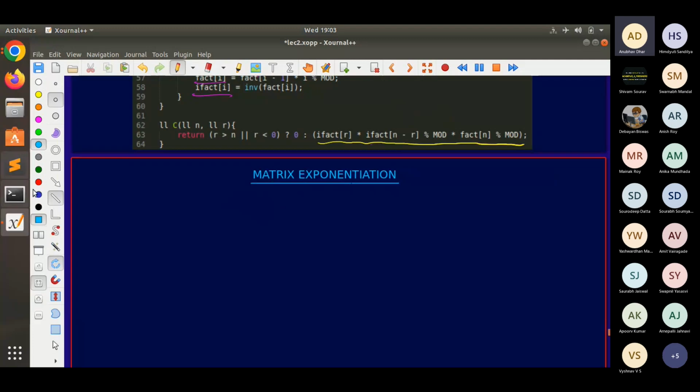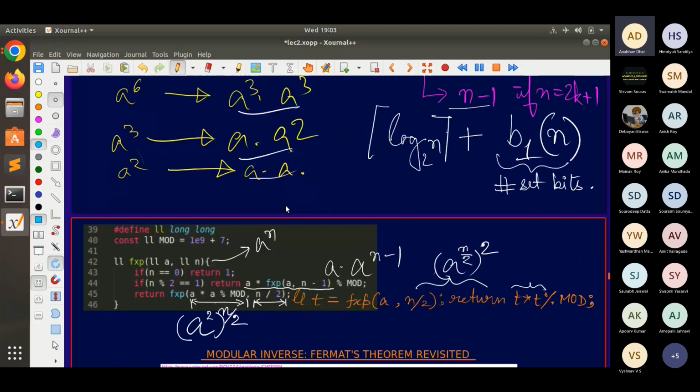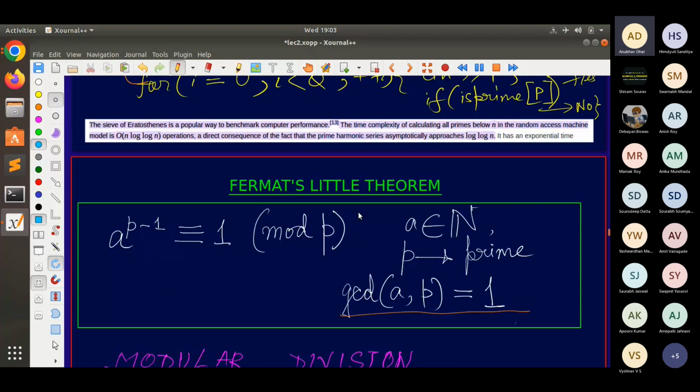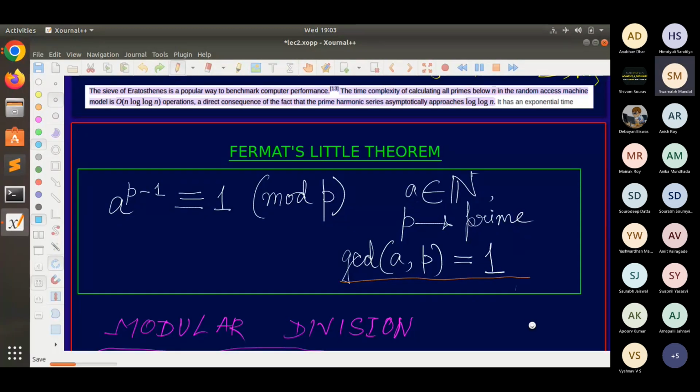you people can suggest, maybe should I complete the proof of Fermat's little theorem and then move to matrix multiplication, or should I leave it for the end? Anyone? Proof first. Okay.